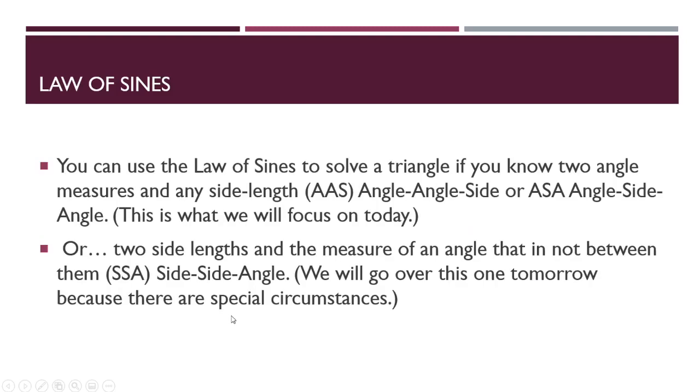And the law of sines can be used to solve a triangle if you know two angle measures and any side length. If you remember from geometry, the angle, angle, side, or angle, side, angle. And that's what we're going to focus on today, when you know two angle measurements and any side length. The next lesson we'll do is if you know two side lengths and the measure of the angle that's not between them. So side, side, angle. But there are a lot of special rules that go along with that one, so we'll do that next time around.